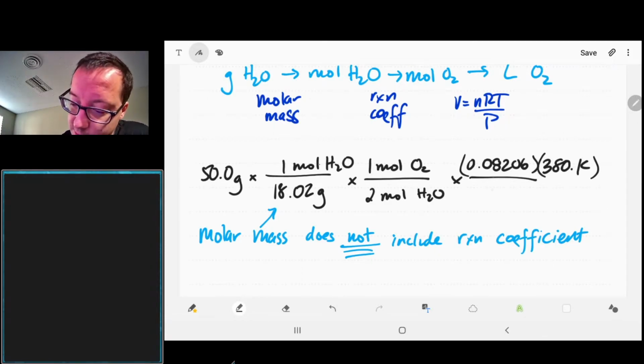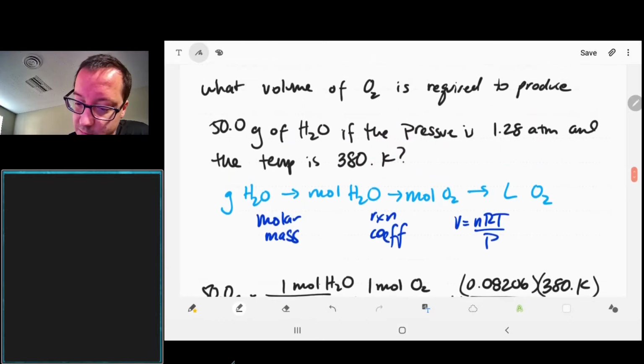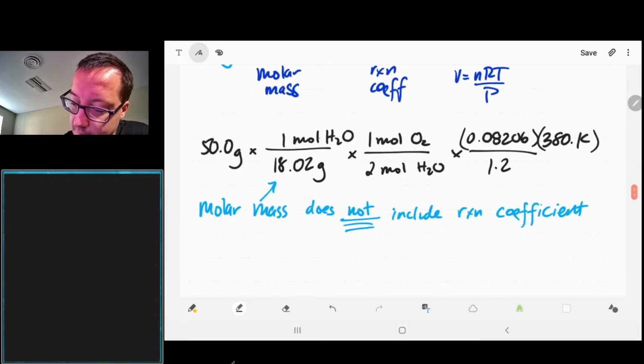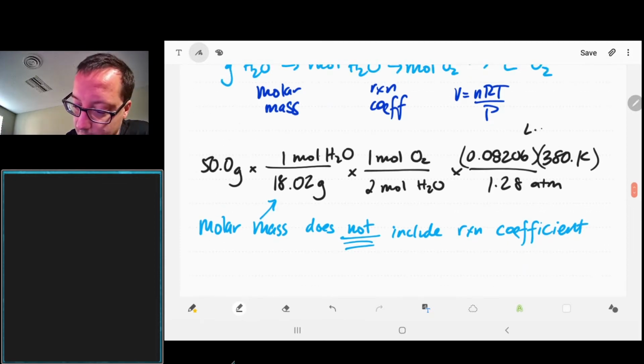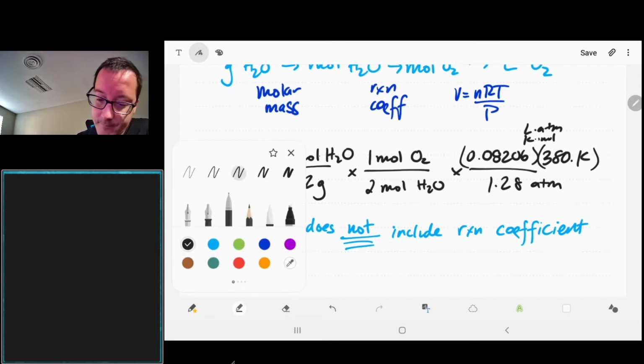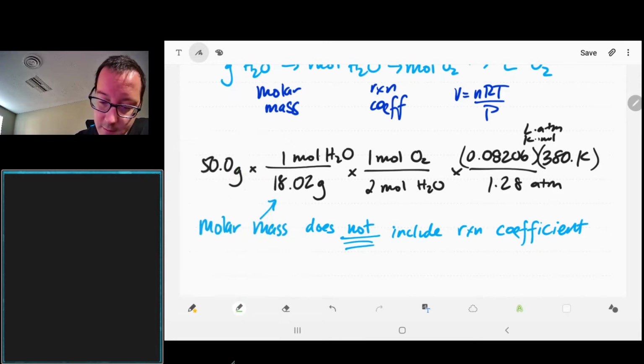And then our pressure was 1.28. Oh, I forgot the units here. All right, so grams will cancel. Moles of water cancels. Moles of oxygen will cancel here with R. We've got kelvins canceling out with the Kelvin here. Atmospheres, we're going to be left with liters. That's what we want.